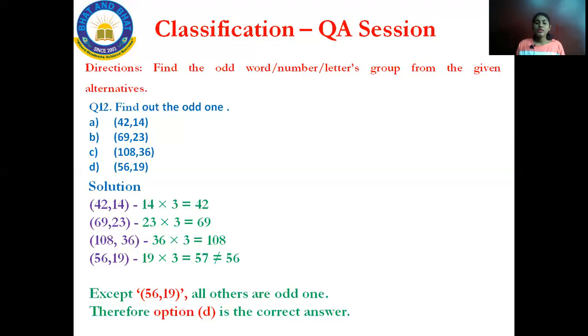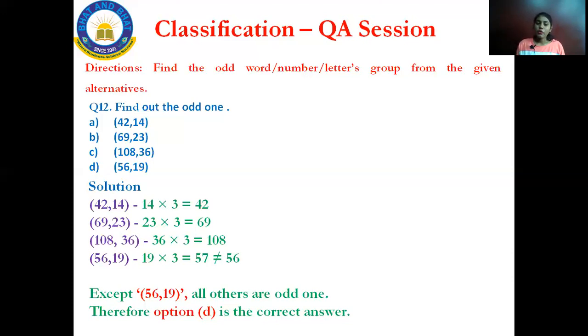And the last option is 56 and 19. Check with that. 19 ones are 19, 19 twos are 38, 19 threes are 57, not 56. So 56 won't come in the 19 times table. This pair is not a multiple of 19. The rest are all multiples of their tables.